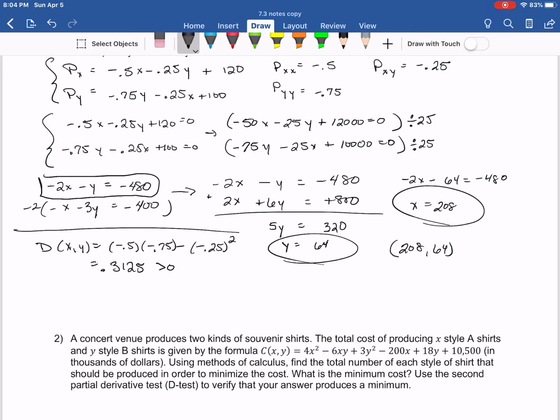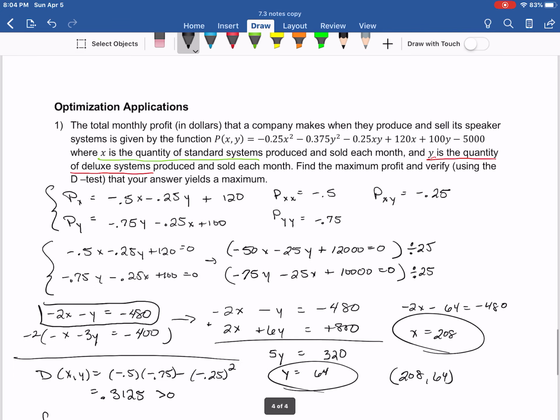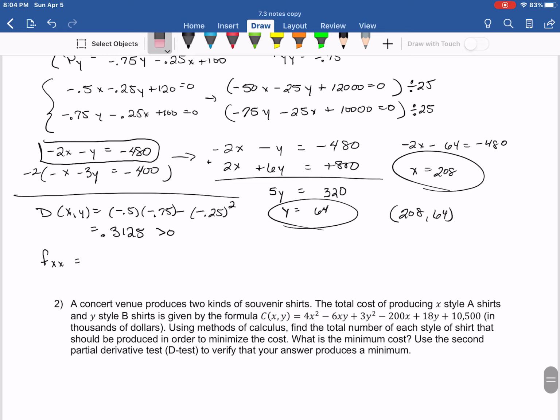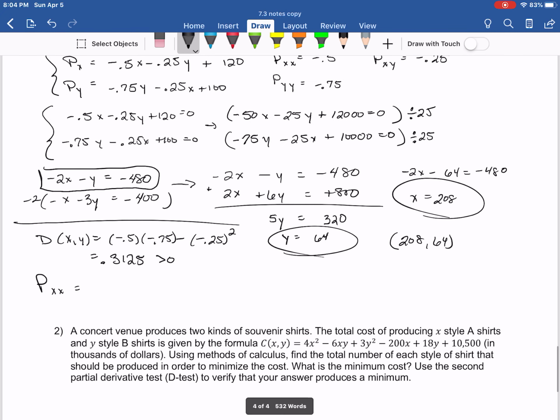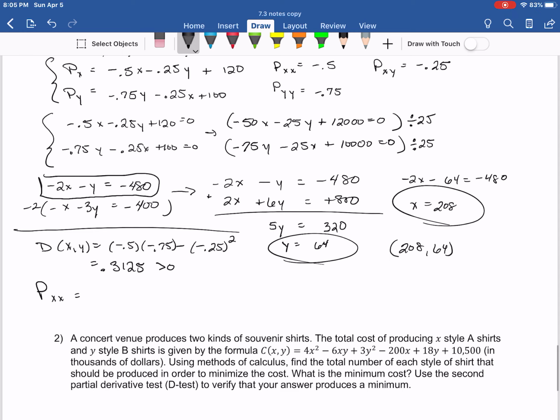So that means I have to go to the next idea, which is fxx. The second partial with respect to x, rather, instead of f, I should be writing p, since we're talking profit. The second partial of p with respect to x both times is negative 0.5. That is less than 0. That means that your graph is concave down, which means that the point you found is a max.